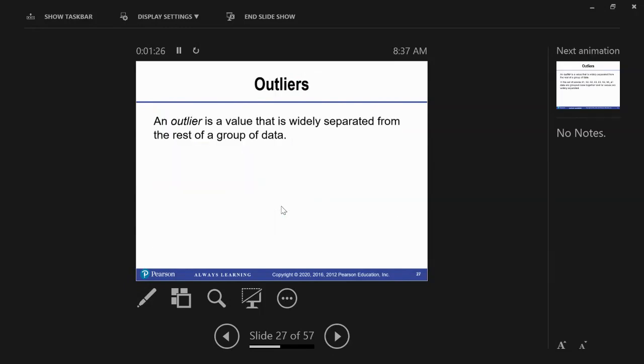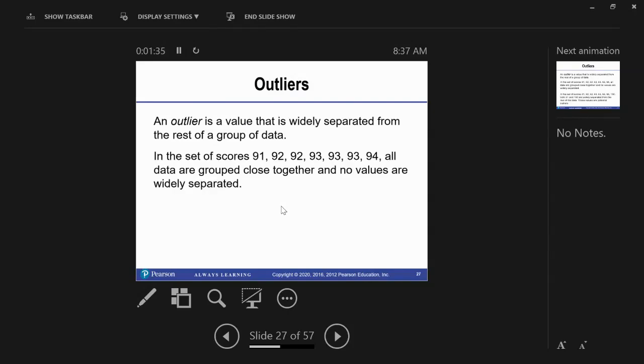Okay, next, an outlier. An outlier is a value that is widely separated from the rest of a group of data. So if we look at the scores, 91, 92, 92, 93, 93, 93, 94, all of that data are grouped very close together. There are no values that are widely separated.